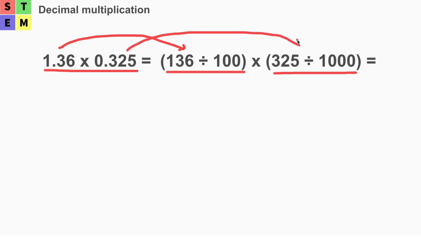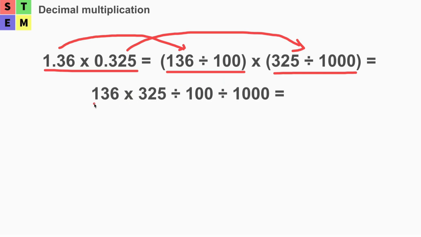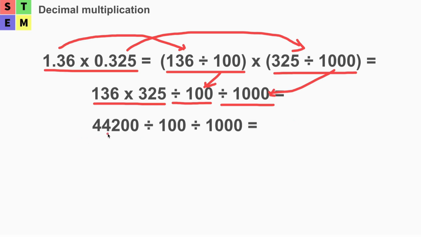Again, we are going to calculate first 136 times 325, and then use it to divide by 100 here, and divide by 1000 here, right? So it equals 44,200. Divide by 100, divide by 1000, so it equals 0.442.